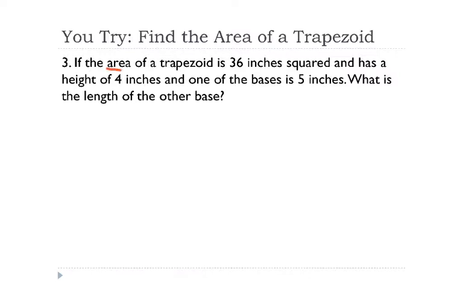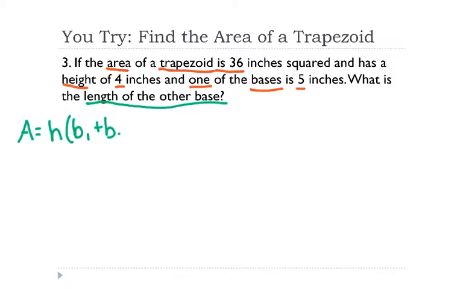So they say the area of a trapezoid, so that kind of tells you what formula you're going to be using, is 36 inches squared. It has a height of 4 inches and one base is 5 inches. What you need to solve for is the length of the other base. So writing your formula, area is equal to, and I'm just going to use height times the sum of your bases, all divided by 2.